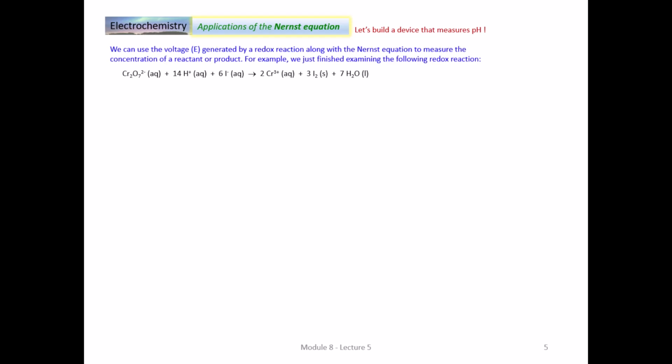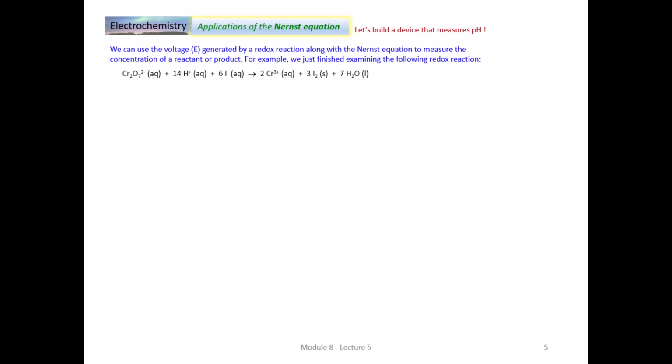In the second part of this lecture, we'll look at some more applications of the Nernst equation. In fact, we're going to look at how one might build a device that measures pH using a redox reaction and the Nernst equation. Now we can use the voltage generated by a redox reaction along with the Nernst equation to measure the concentration of a reactant or a product.